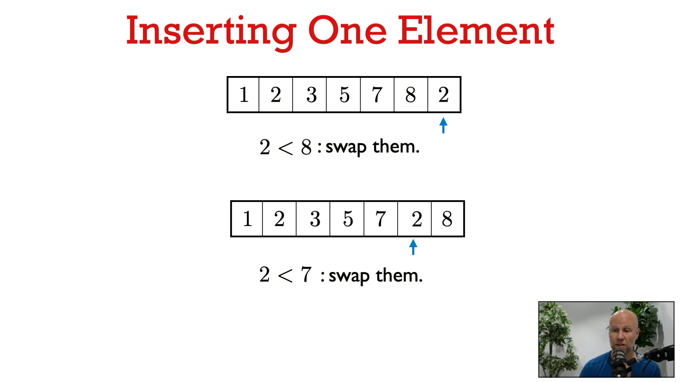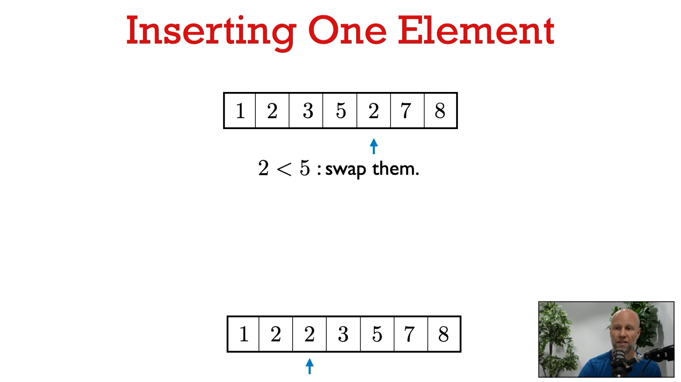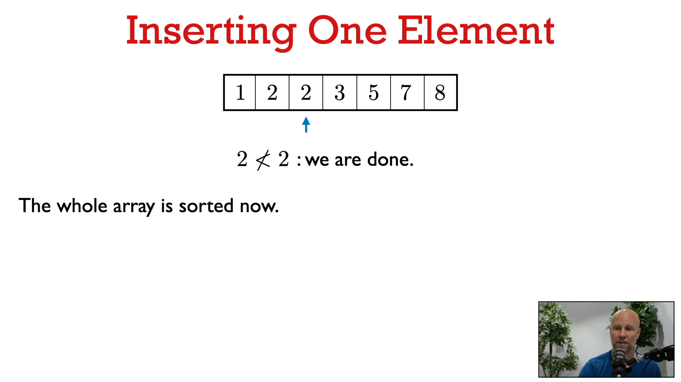Now again, we compare 2 with the element before it. The element before it is 7. 2 is less than 7, so we swap them. Again, now we compare 2 with 5. 2 is less than 5, so we swap them. Next, we compare 2 with 3. 2 is less than 3, so we swap them. Okay, now we compare 2 with the element before it. The element before it is now 2, and 2 is not less than 2. Then the algorithm stops, and we're done.